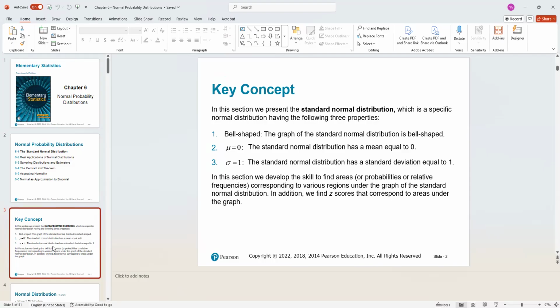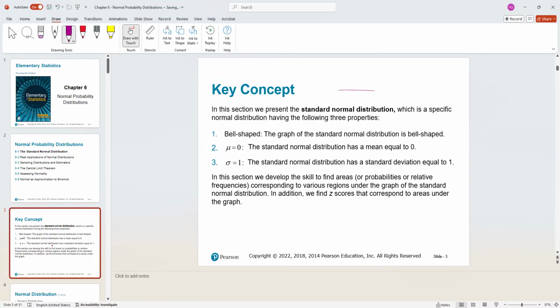We present the standard normal distribution, which is a specific normal distribution having the following properties. First of all, a normal distribution has a bell shape. Let's say this is a normal distribution. It is symmetric about the mean. That's what we said, bell shape. The graph of a standard normal distribution is bell shaped.